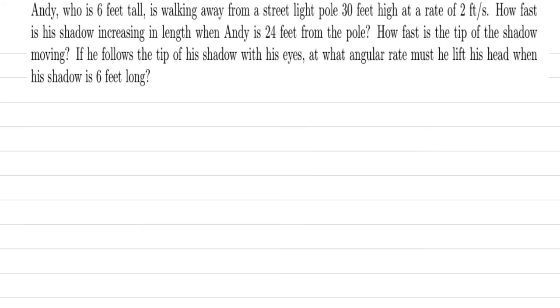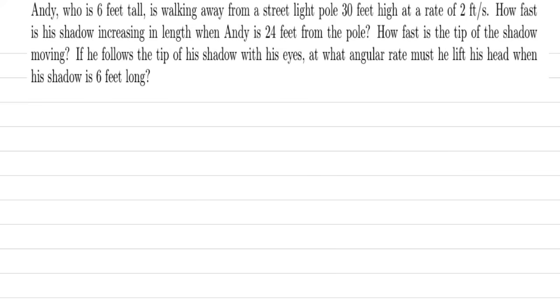Okay. So Andy, who is 6 feet tall, is walking away from a street light pole 30 feet high at a rate of 2 feet per second. Now for the first question, we have, how fast is his shadow increasing in length when Andy is 28 feet from the pole? The second question is, how fast is the tip of the shadow moving? And lastly, if he follows the tip of his shadow with his eyes, at what angular rate must he lift his head when his shadow is 6 feet long? Okay, so let's answer the first one.